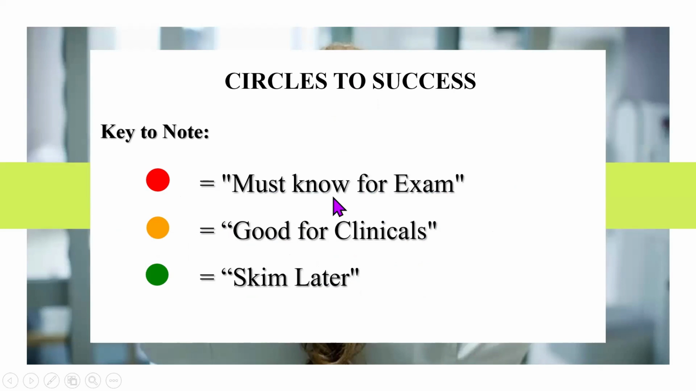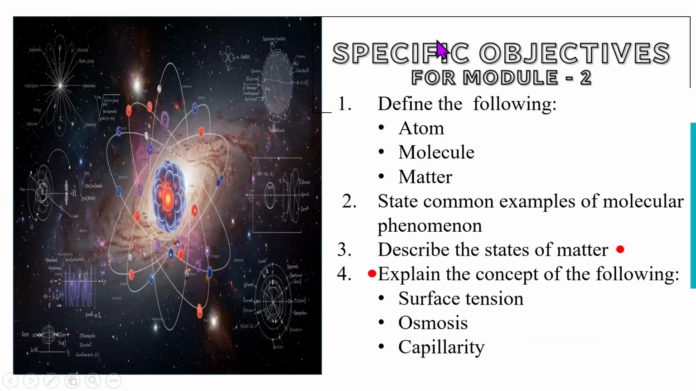Red circles indicate that this area must be known for your next examination. Orange circles indicate that these areas are good for clinicals, and green circles indicate that these areas should be skimmed later. Specific objectives for module 2 are as follows: one, to define the following: atom, molecule, matter.